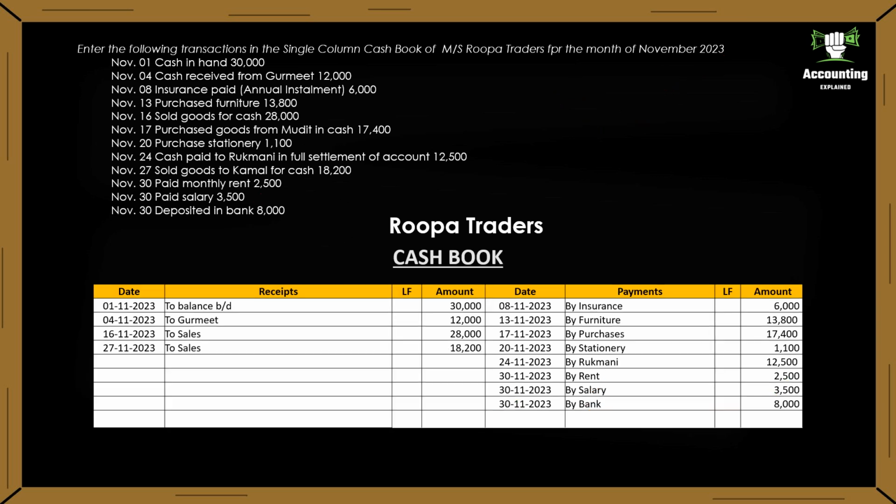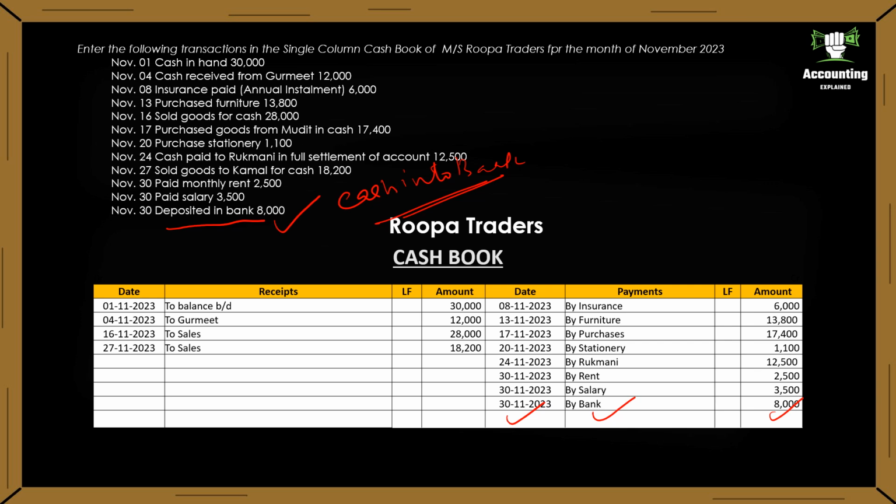The last entry is on again November 30th. Deposited in bank rupees 8000. This means they have deposited cash into bank. Okay. When you deposit cash into bank, your cash balance is going to be reduced. So we have to write it on the payment side on 30/11/2023 By Bank 8000 rupees. But now we'll see the journal entry for the transaction.